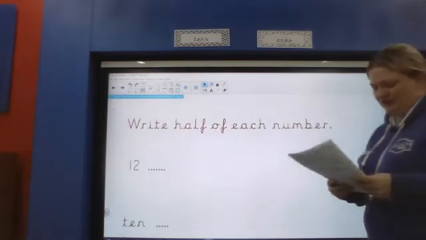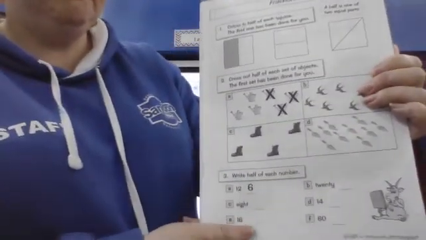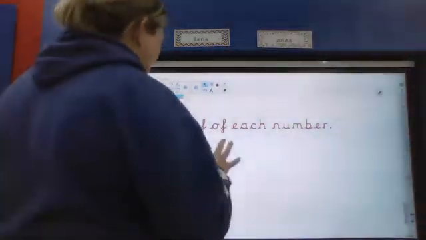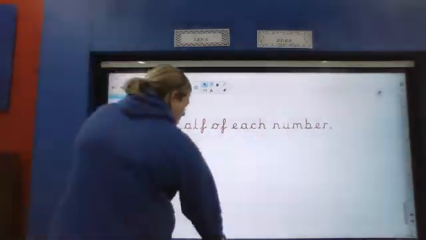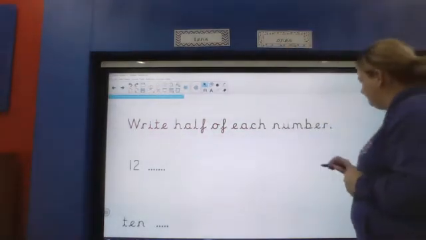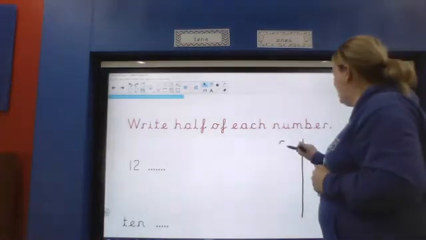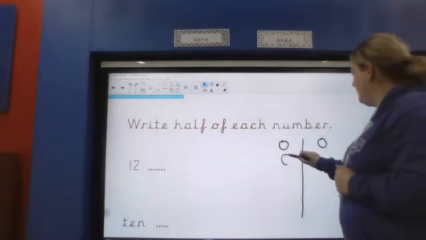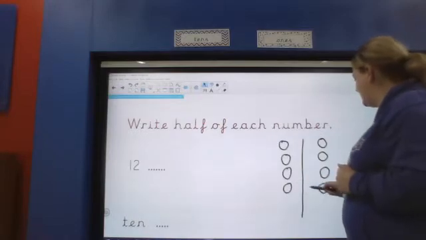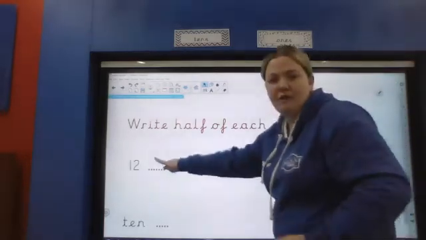Write half of each number. So if we look at question 3, we've got the number and we need to halve it. Now that can be really tricky if we don't show workings out, okay? So what I would say you need to do, put a line down your whiteboard again, like this, okay? And we're going to do 12. So 1, 2, 3, 4, 5, 6, 7, 8, 9, 10, 11, 12. So we've shared out 12 equally.